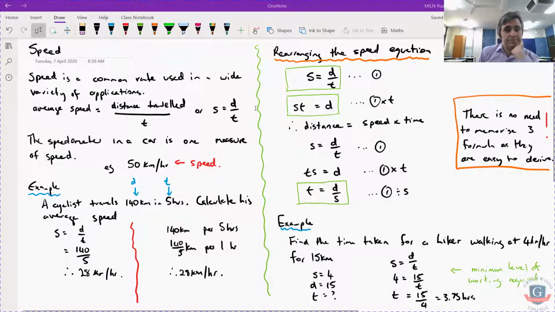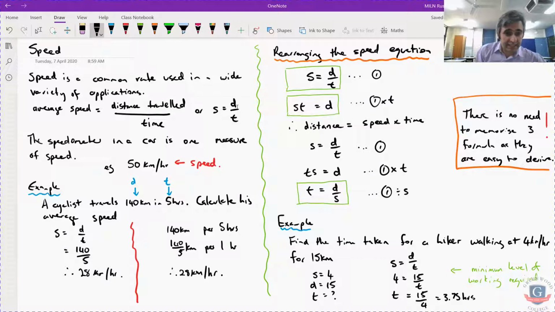Okay, for speed. Speed is a common rate used in a wide variety of applications. Average speed is equal to distance travelled divided by time. Let me just write time on the bottom here. The common formula is S equals D over T.